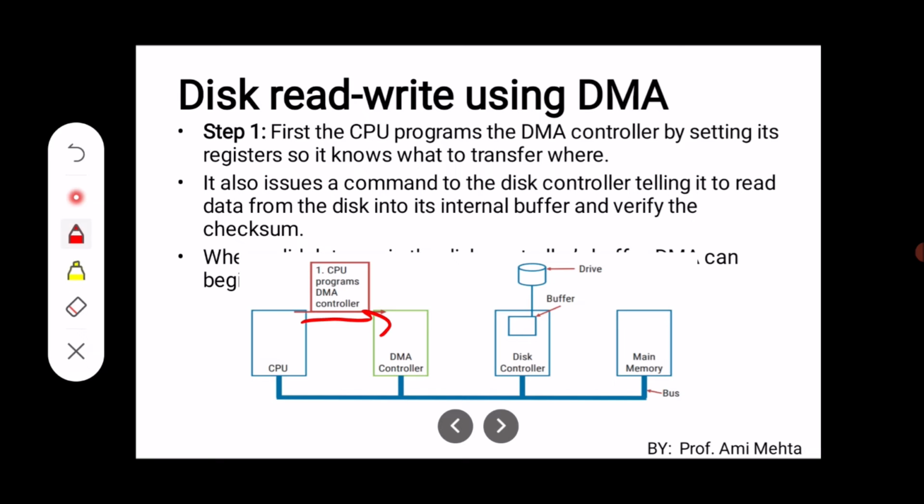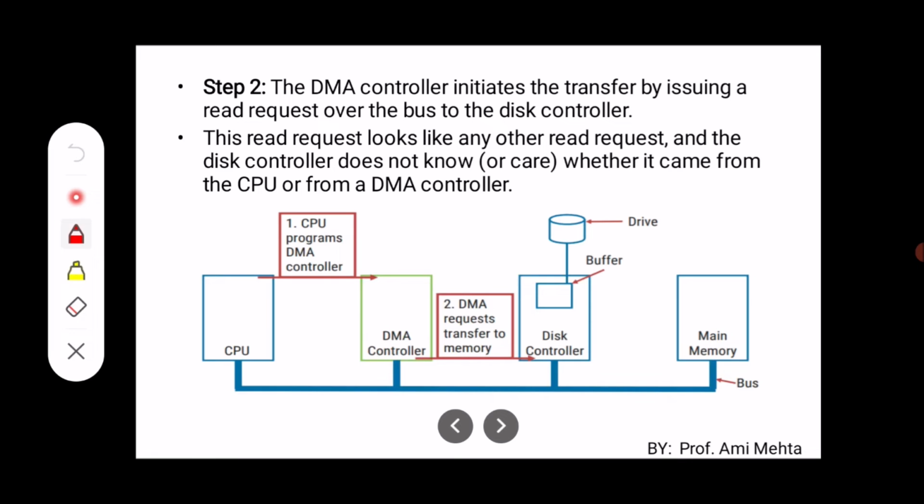Whenever the CPU completes programming the DMA controller, the next task is that the data in the controller's buffer is transferred from the drive. Now what is the second step? The DMA controller initiates the transfer by issuing a read request over the bus to the disk controller. Now the DMA requests to transfer to memory. So first, the data is transferred from the disk controller buffer to main memory.